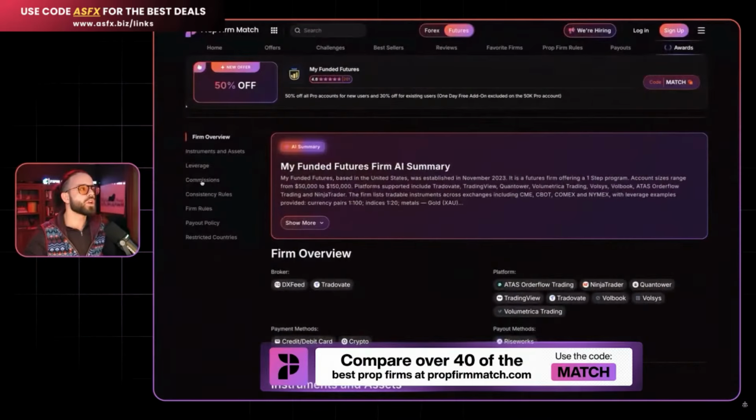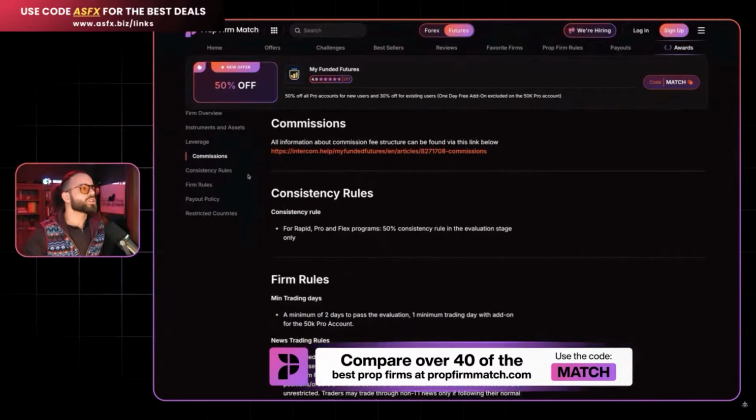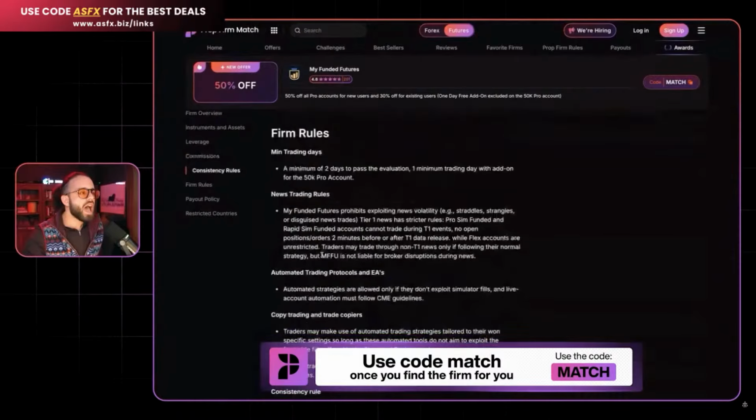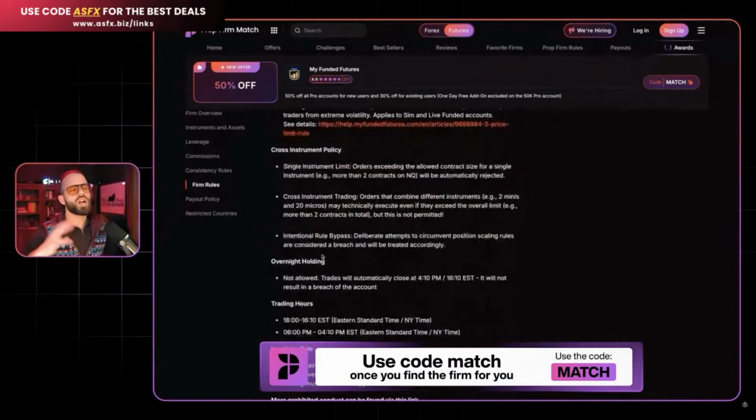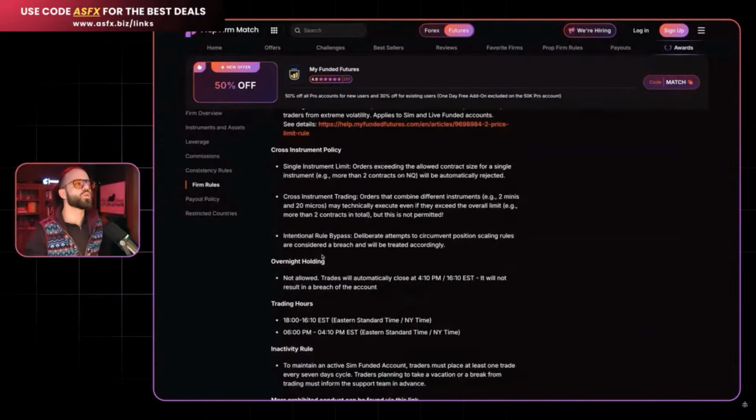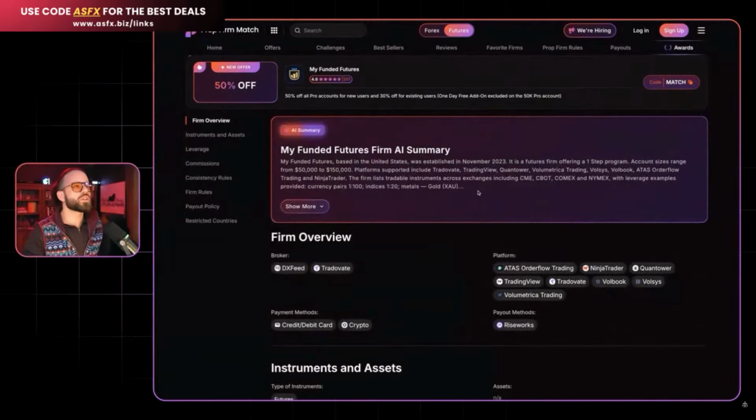If you come in here, you can not just read about their commissions, consistency rules, and everything like that, but they have a lot of different accounts that you can trade. They offer copy trading. They offer everything that all the other firms do, but just with more options of how to get funded through instant funding, through evals, all of that. So I think My Funded Futures is really like a wide range of options. If you don't know where to start, it may be a great place to start as well.